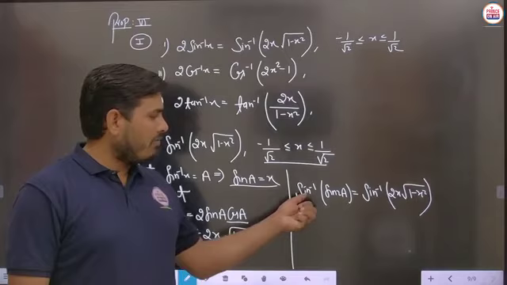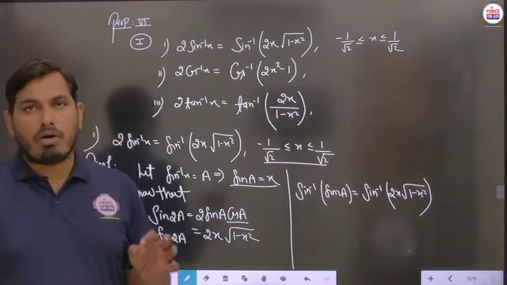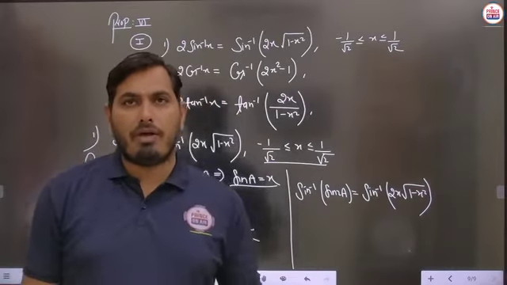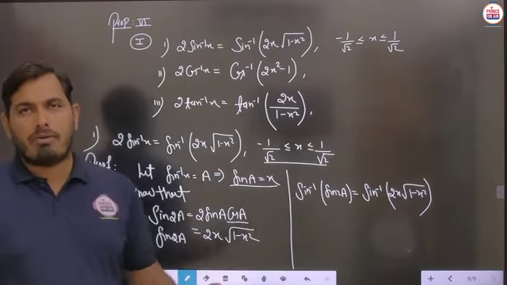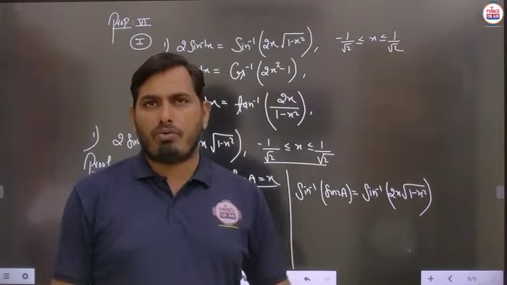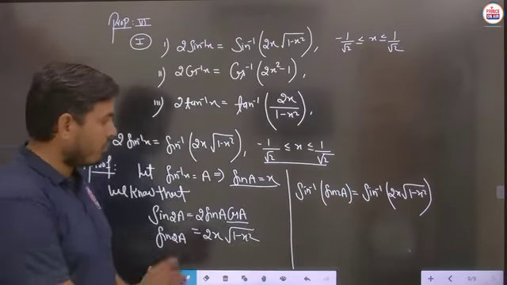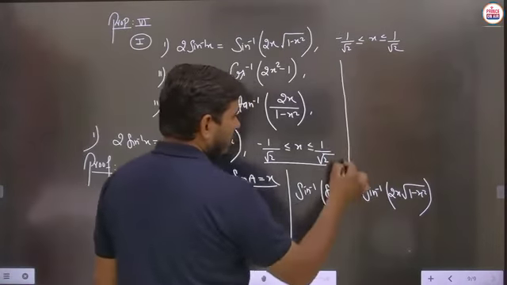Then sin inverse of sin theta will become theta, but only when this theta lies in the principal value range of sin inverse, and the principal range of sin inverse is minus pi by 2 to plus pi by 2, closed interval, as you know very well. So basically we have to just simplify the condition.